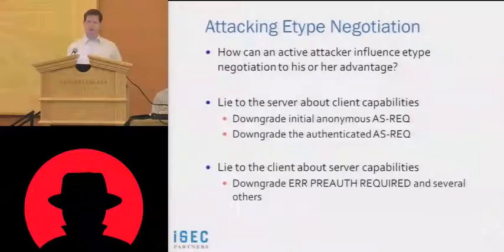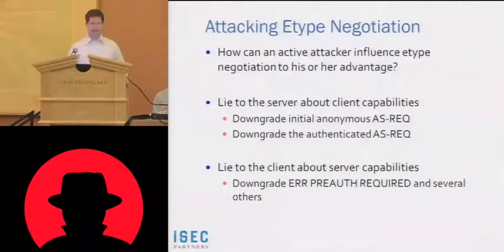Okay, let's go with the DES. You can also downgrade the authenticated AS-REQ, in which case you're going to influence the next stage. Or you can intercept the server response back to the client, that error pre-auth required message, and you can downgrade and lie to the client about what the server supports. In both cases, the end result is the same.